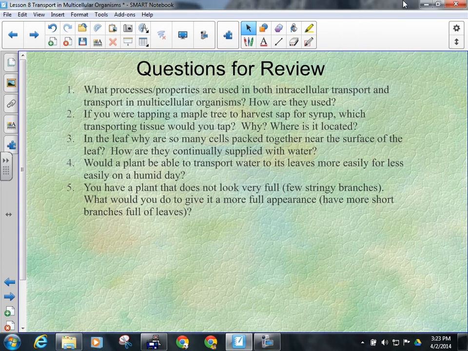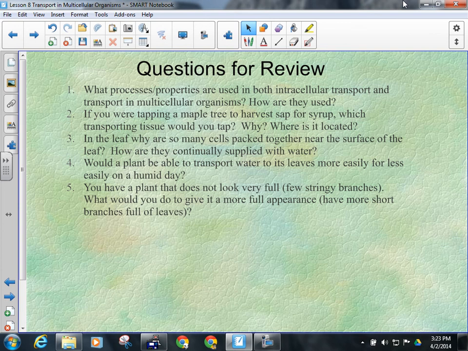All right, so let's have a look at these here. Number one, what processes or properties are used in both intracellular transport and transport in multicellular organisms? Well, we talked about today already. We know what process pulls the water up the plant. Osmosis. Is osmosis used on a cellular level? Yes. So that's one of them. And in a multicellular organism, it's used to transport water over great distances. Diffusion, that's still involved too. Otherwise, how would water, carbon dioxide, and oxygen move throughout the leaf? They have to move to and from the palisade layer within the leaf, and that is entirely by diffusion.